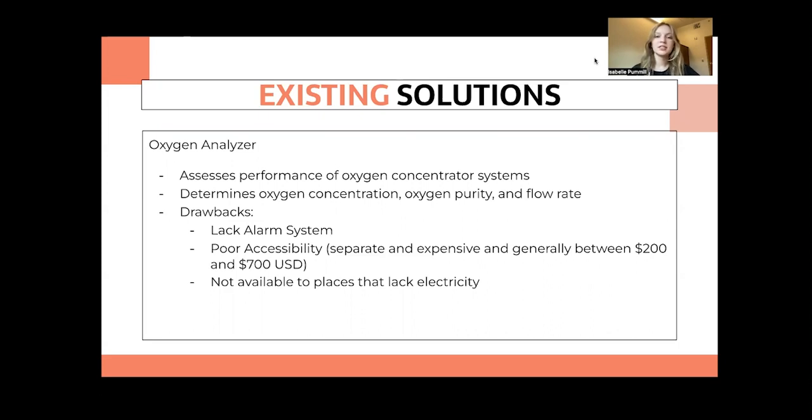In addition, they tend to be poorly accessible, being separate from oxygen concentrator devices and generally expensive, ranging between $200 and $700. Finally, they're also not available to places that lack electricity, generally requiring a solid power grid that is reliable in order to be used in hospitals.